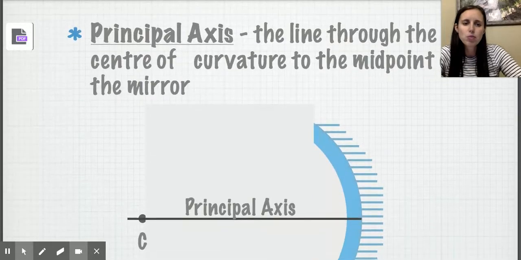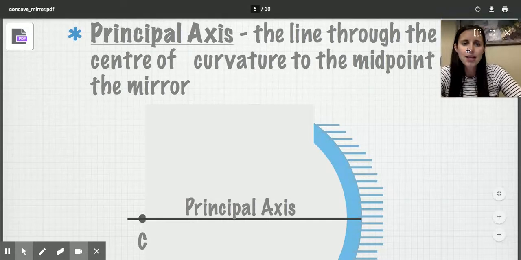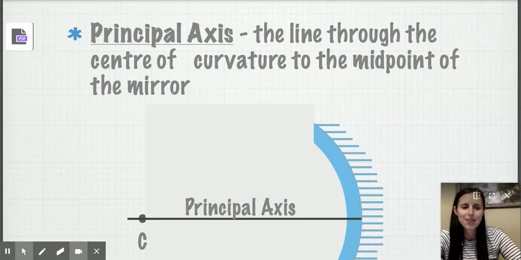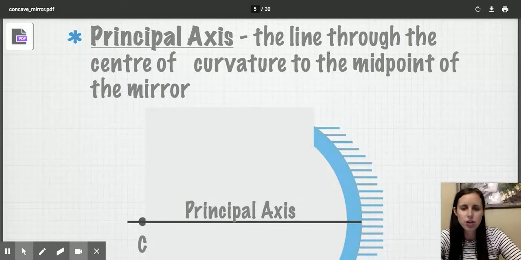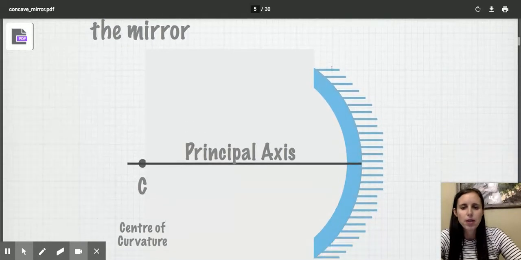We have another term we use with curved mirrors, and that's called the principal axis. The principal axis is a line through the center of curvature that meets the midpoint of the mirror. Just like we used the word normal or perpendicular before, we want to use that normal or perpendicular to draw our light rays.